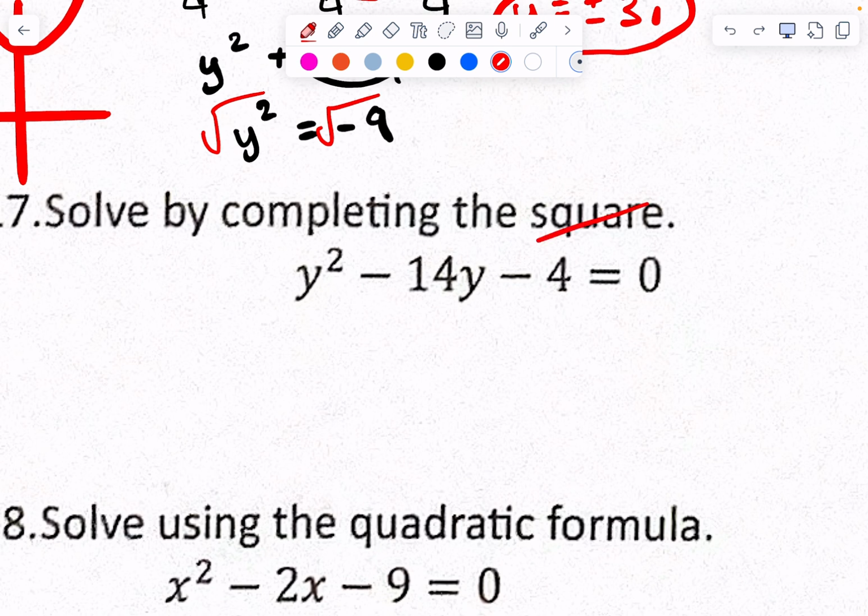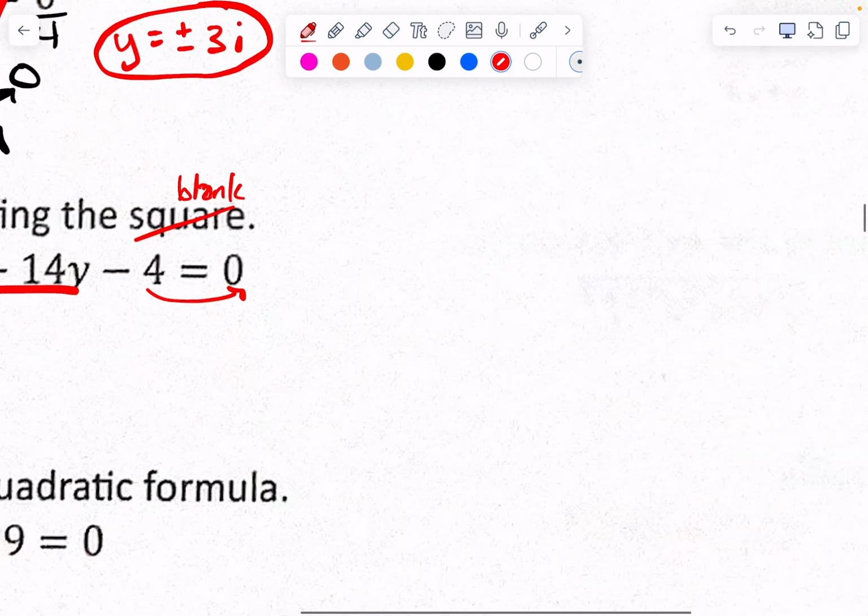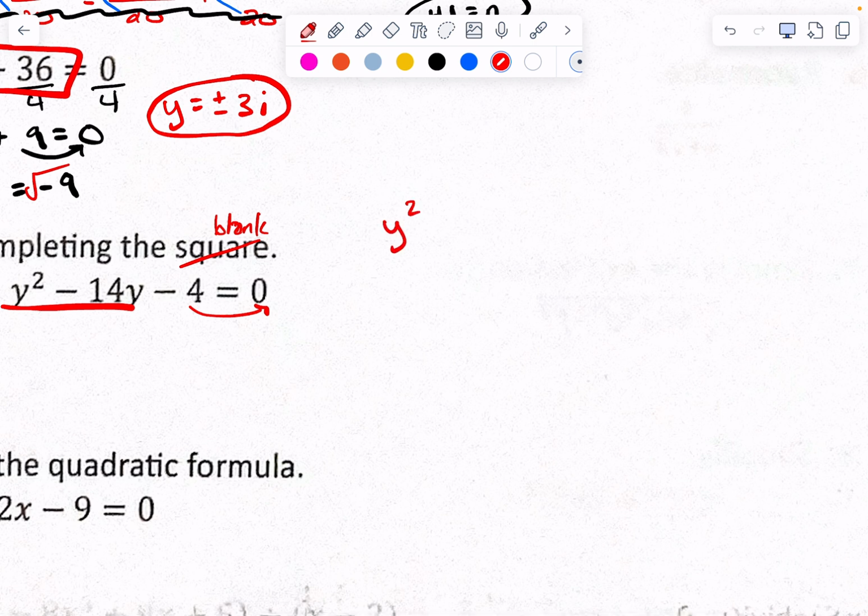Completing the square is like completing the blank. That's how I always remember it. Completing the square is completing the blank. This is the only one of the weird times where you get the y's together on one side and you toss the number to the other side. Okay? So to start this off, I'm going to leave y squared minus 14y over here. But I'm going to add a plus blank equals, if I toss the 4 to the other side, 4 plus blank. Okay?